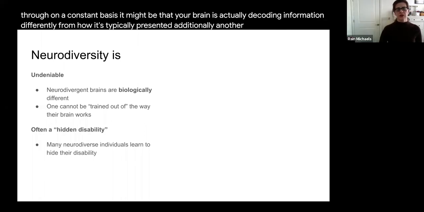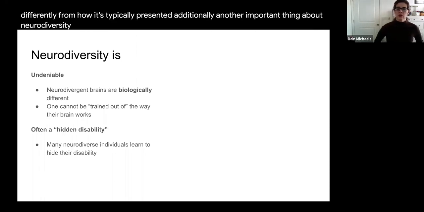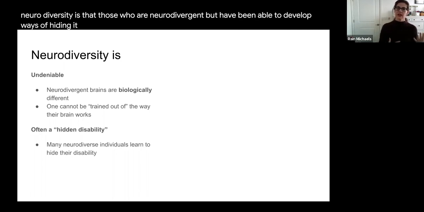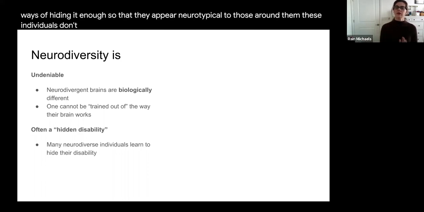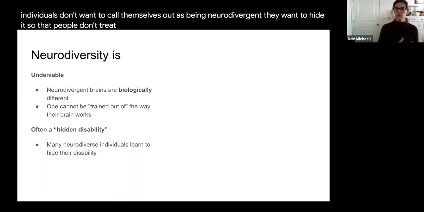Additionally, another important thing about neurodiversity is that those who are neurodivergent but have been able to develop ways of hiding it enough so that they appear neurotypical to those around them, these individuals don't want to call themselves out as being neurodivergent. They want to hide it so that people don't treat them or think of them differently.